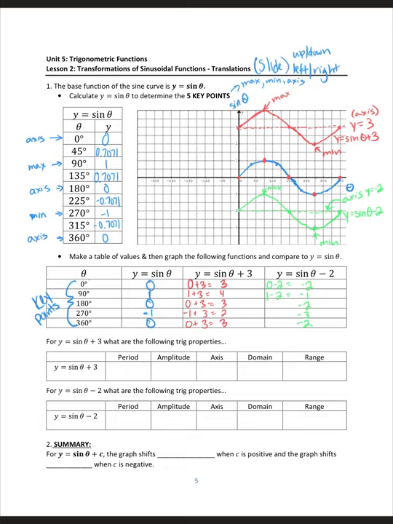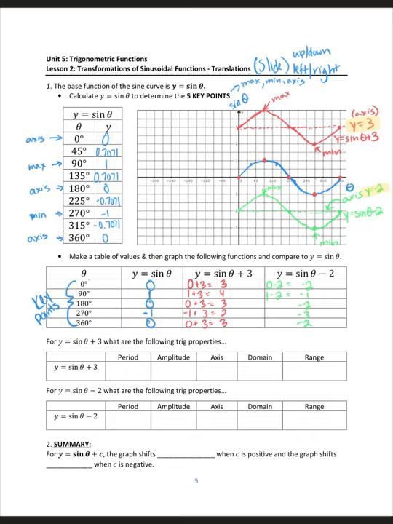So something to notice here: what we added to the function y equals sine theta, we added a 3. That ended up being the axis of our curve when we transformed the function. Okay, when I transformed the function by subtracting 2, again, the axis of my curve was that minus 2. It was the thing that I transformed it by.